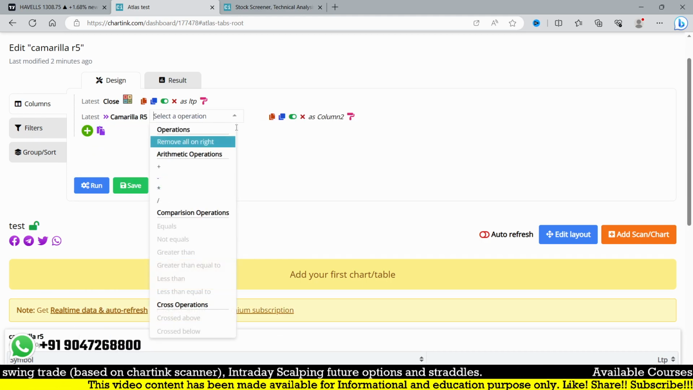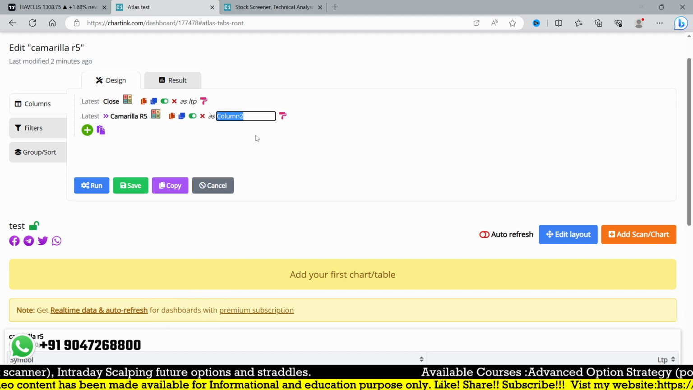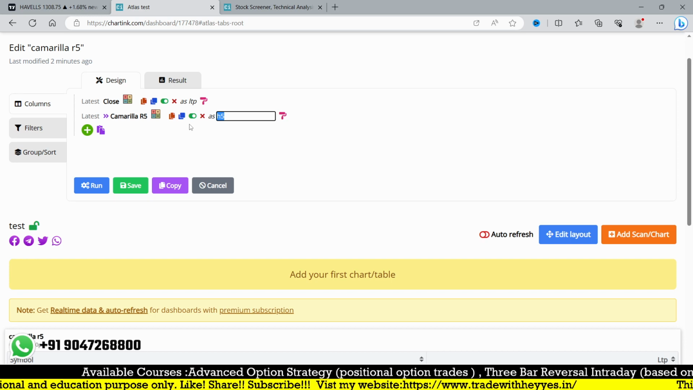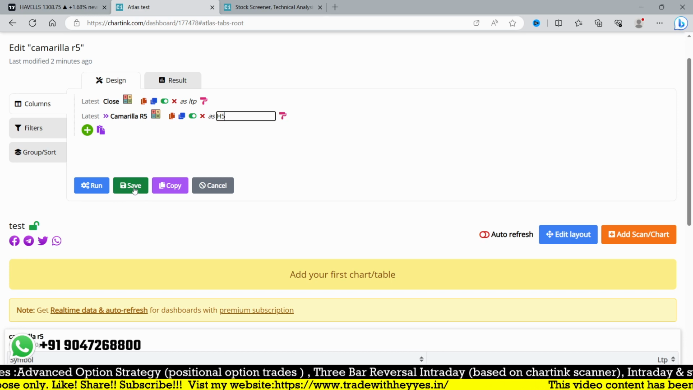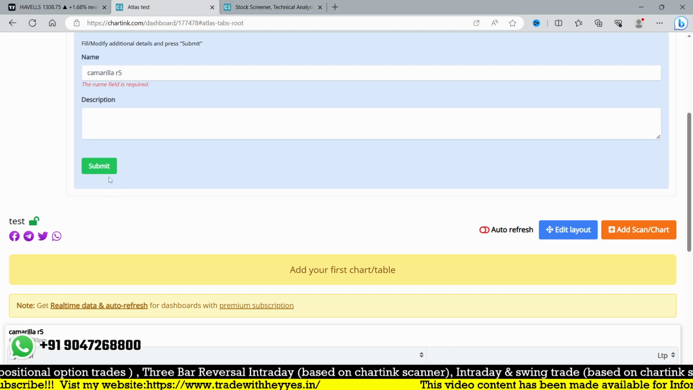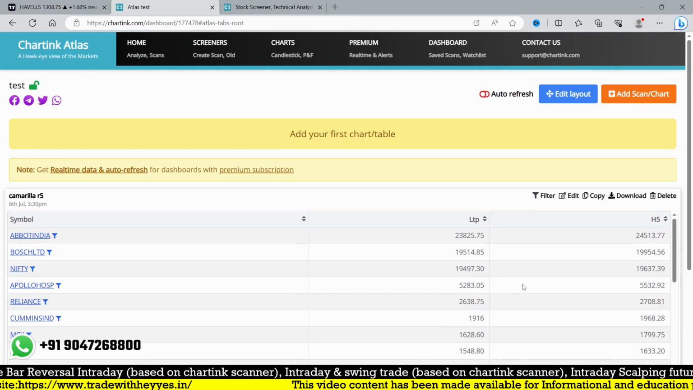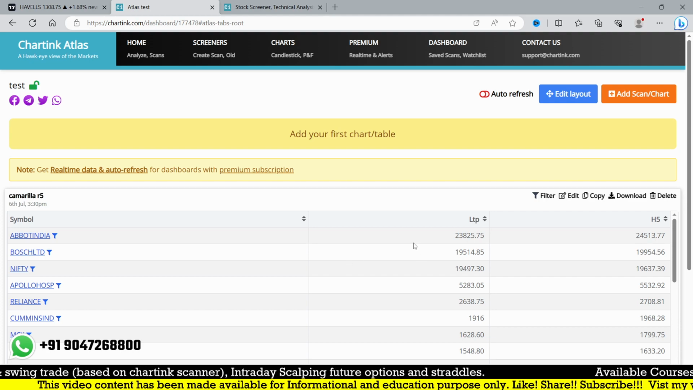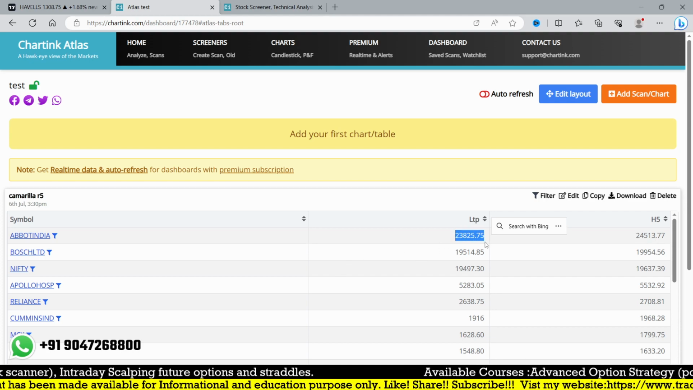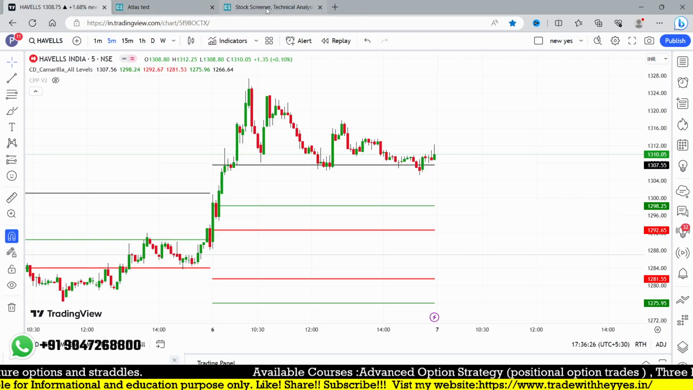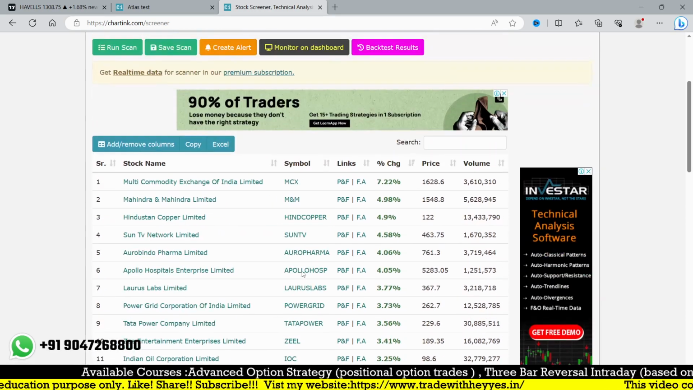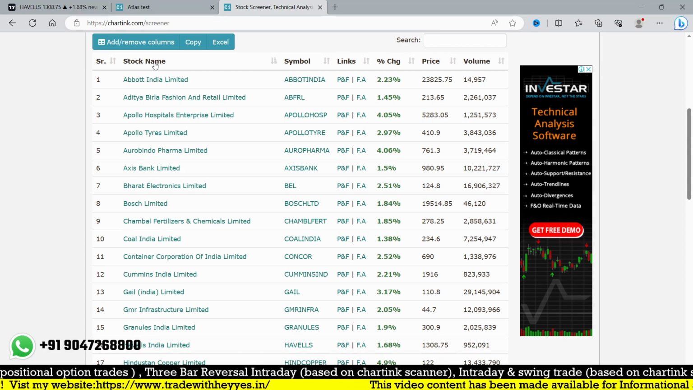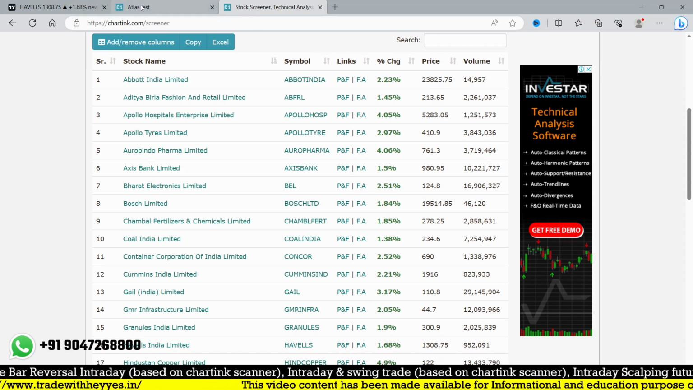Camarilla R5 level as H5, simply to understand that H5 level. So see, submit. Now you can see the H5 level is 24,513. Now LTP is 23... How about India will be there? I think some issues. Yeah, Nifty will also be there.